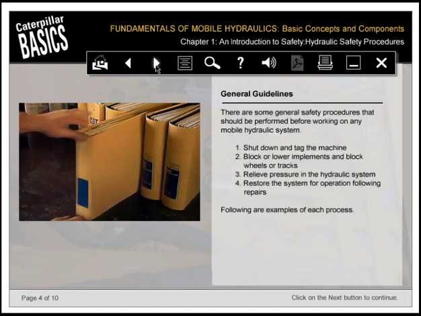There are some general safety procedures that should be performed before working on any mobile hydraulic system. 1. Shut down and tag the machine. 2. Block or lower implements and block wheels or tracks. 3. Relieve pressure in the hydraulic system. 4. Restore the system for operation following repairs. Following are examples of each process.